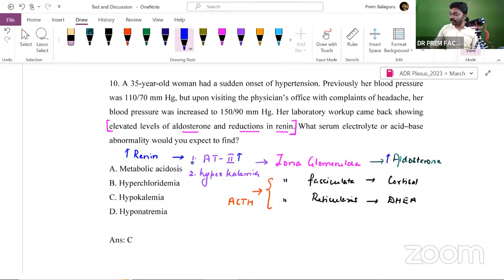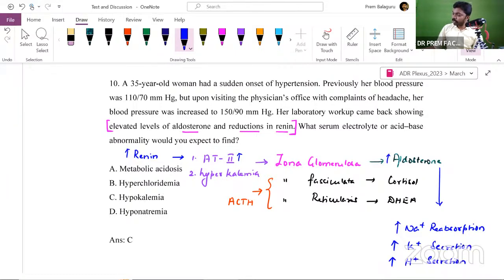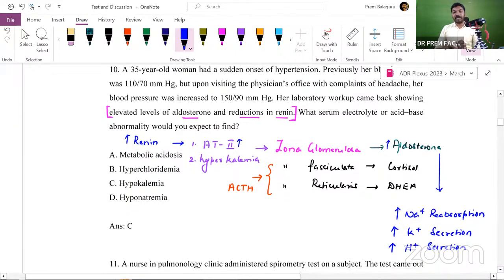And what is the action of aldosterone in the collecting duct of nephrons? Aldosterone increases sodium reabsorption. Aldosterone increases potassium secretion. Aldosterone increases hydrogen ion secretion. So if the pathway is normal, you have more renin, more angiotensin, more aldosterone, and that's the way the action is manifested.